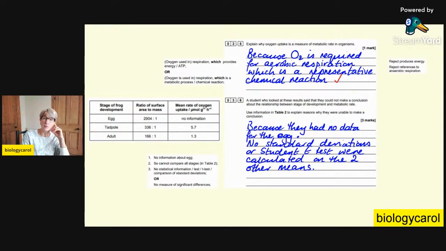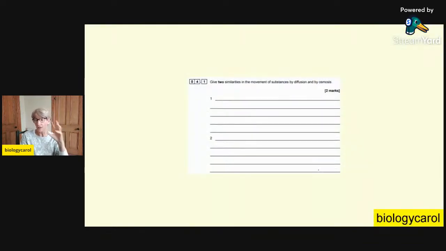And here are the mark points. Okay, here's the examiner's guidance. Mark point 1, I didn't get mark point 3. Sorry, that should say mark point 3, not mark point 2. So I got 2 out of the 3 marks there.